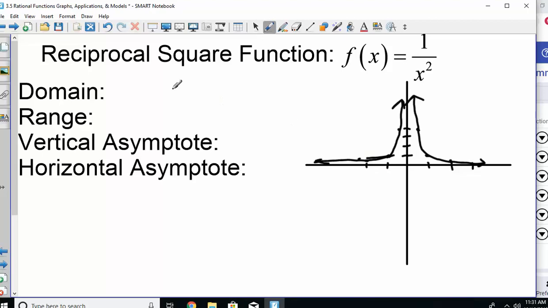What's the domain of that one? Domain, if you're going left to right, yeah, we're hitting all the negatives, we stop at 0, and then we hit all the positives. So -infinity to 0, union 0, infinity. Range, what y values do we hit?